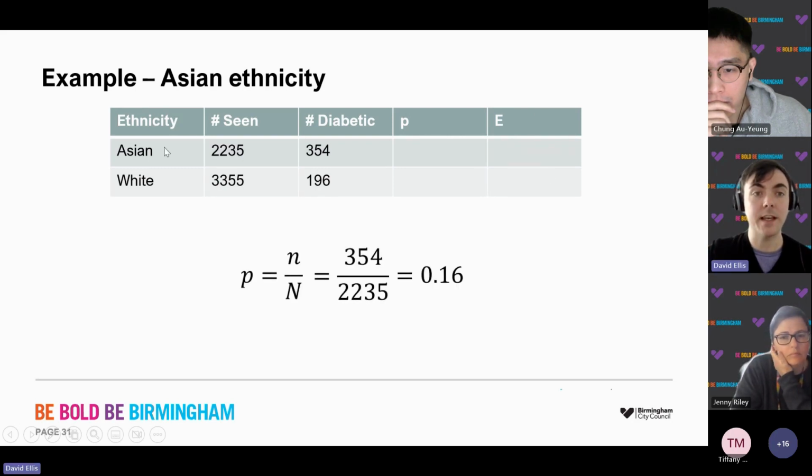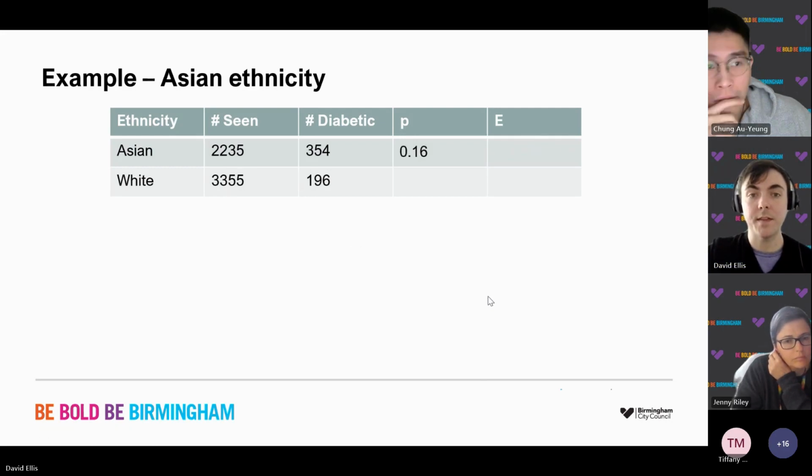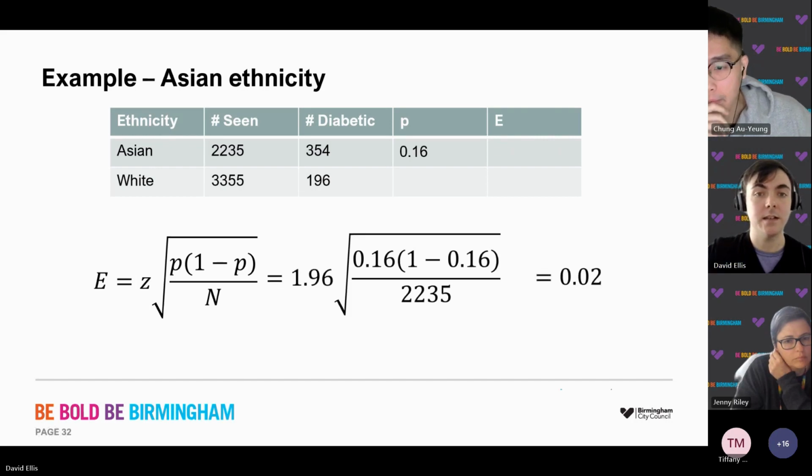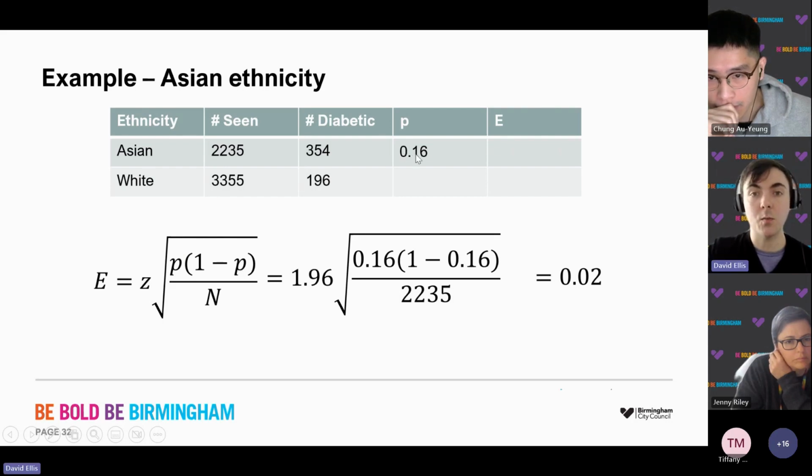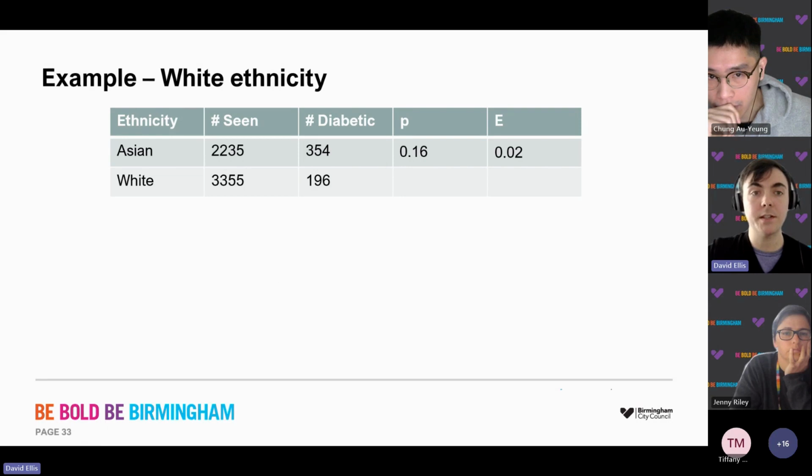So calculating the proportion for the Asian cohort, this is the easy part. We take our little number, the number with diabetes, 354, and divide it by our big number, 2,235, and we get a proportion of 0.16 or 16%. Next, we want to calculate the uncertainty. So we're just plugging the values we already know into this equation. So 0.16 for P, 2,235 for N, and we use a Z value of 1.96 because we want the 95% confidence interval. And we see that we have an uncertainty of about 0.02, so 2%.